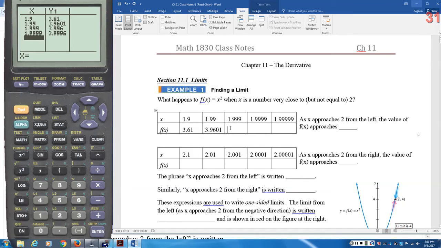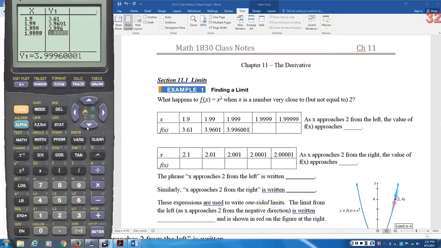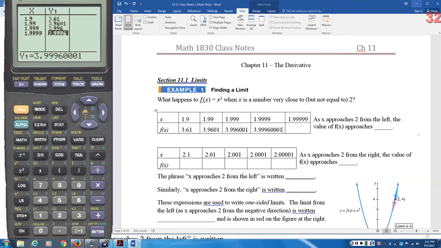Now the table may have to be bigger. I'll show you how to adjust it if you want to do this in Word. And I want you to notice something here. This number is not actually just exactly 3.996. It's actually 3.996001. And the next one is 3.99960001. So put all those decimals in there.